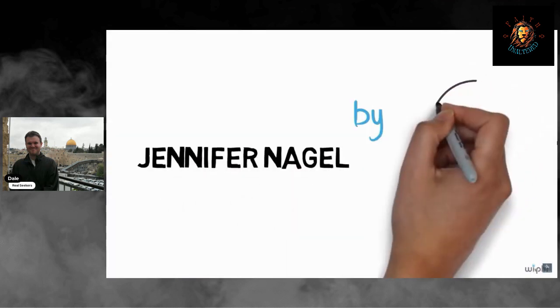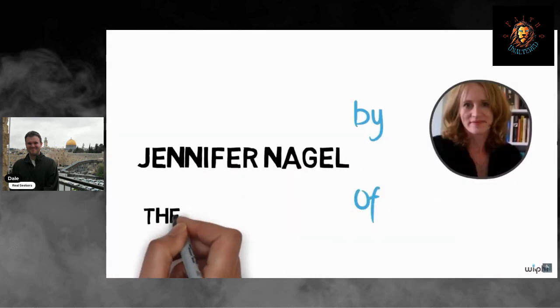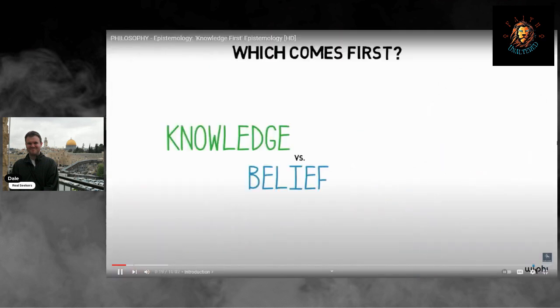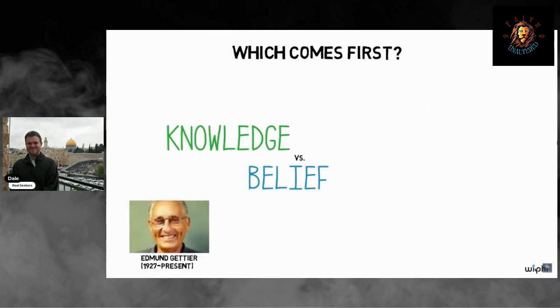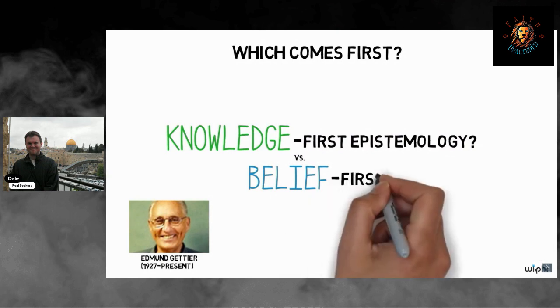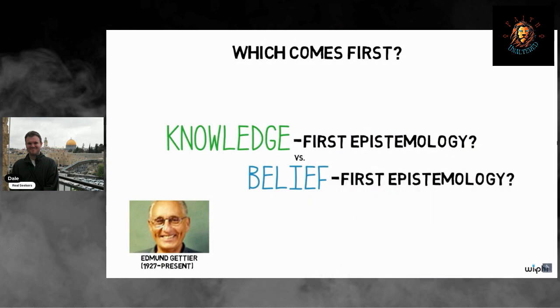My name is Jennifer Nagel, I teach philosophy at the University of Toronto, and today I want to talk about knowledge first epistemology. It marks a reversal from the kind of epistemology that got started with Edmund Gettier in 1963, which is now, looking back, sometimes called belief-first epistemology.